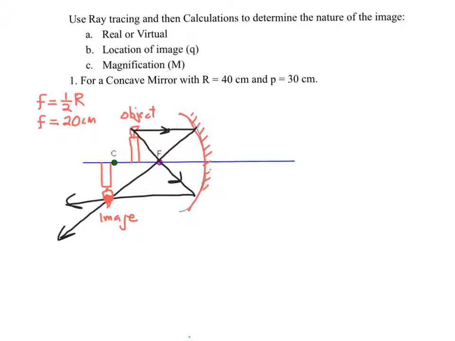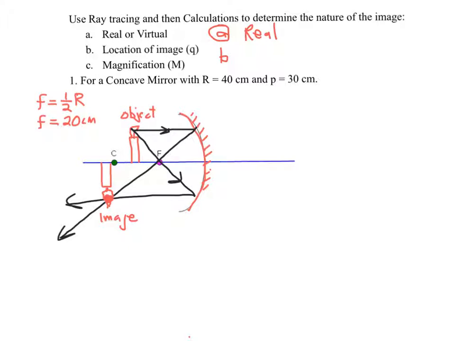So based on the diagram, my answer to part A: it's real. It's real, and there are two huge clues. First of all, it's flipped. It's upside down. Anytime the image comes in upside down like that, it's real. The other reason, or the real reason why it's real, sorry about using that word twice, is that it's actual light that's converging at that point where I found the image location of the flame. I'll expand on that later.